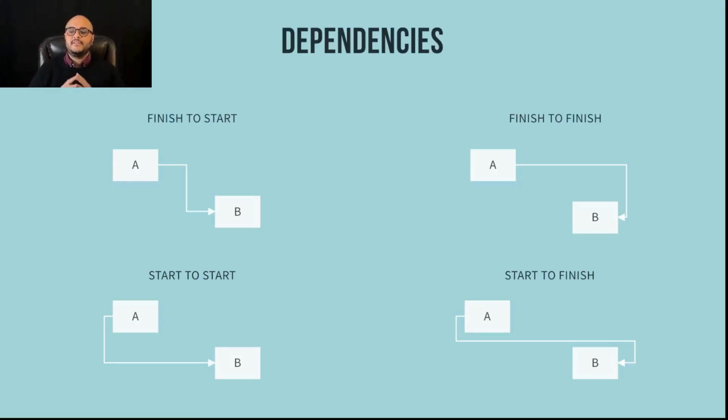And then we get to the trickiest one of all, the least common one of all, start to finish. I need to start task A so that I can finish task B. Or in other words, I cannot finish task B until I have started task A. Again, the arrow stems from the beginning of A to the end of B. This is not a common one at all, but it's good to have an understanding of it.